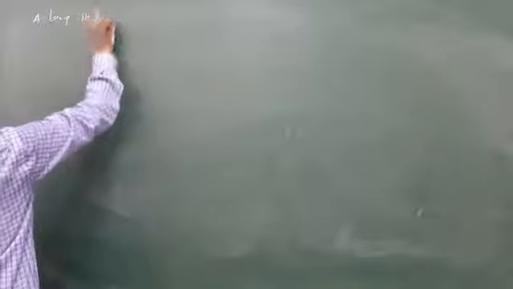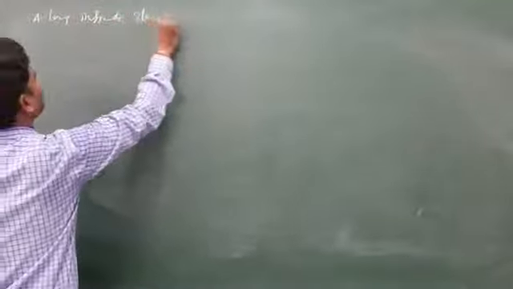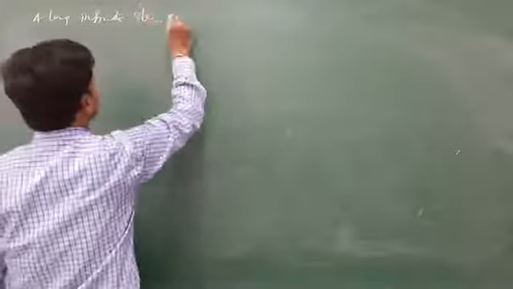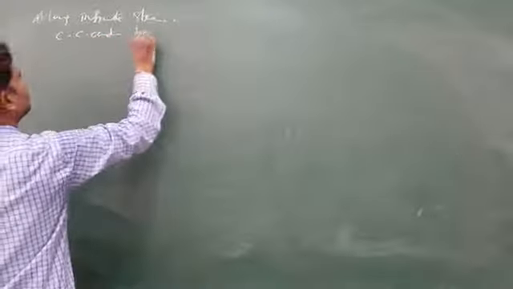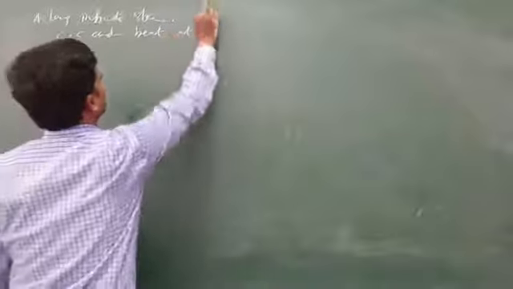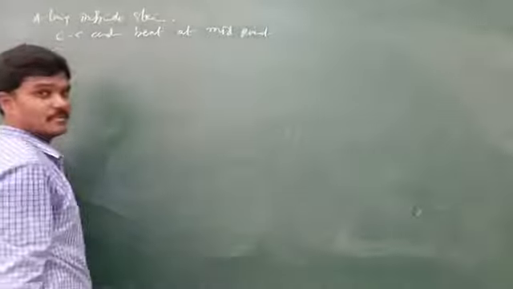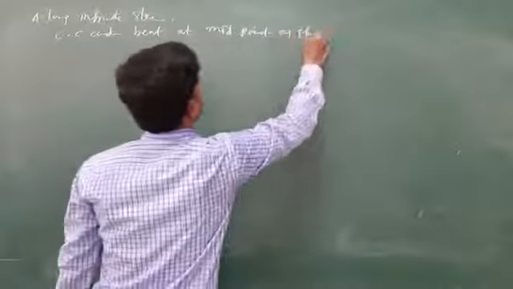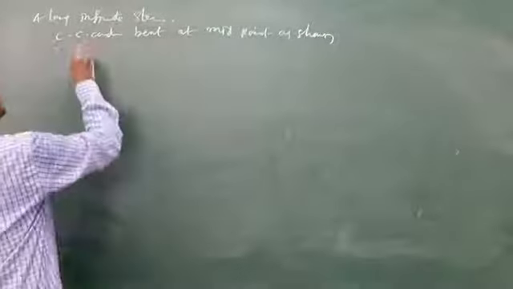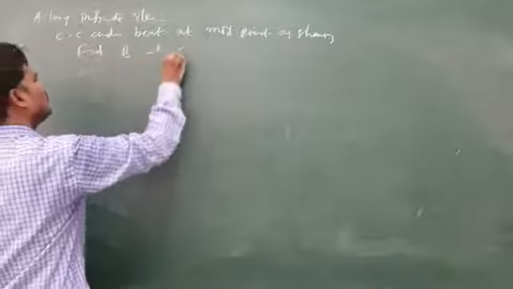Now let us see some good questions. See the question: a long infinite straight current carrying conductor bent at the midpoint, as given in the diagram. Bent at the midpoint as shown. Then they are asking again the same pattern: find the magnetic field at O.